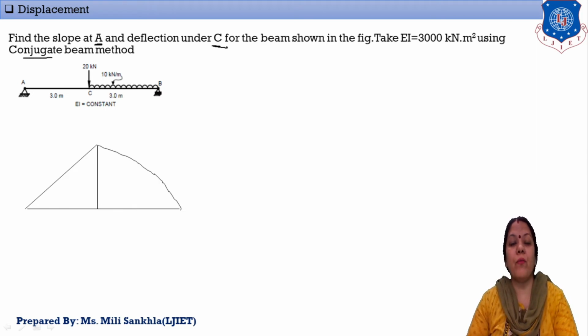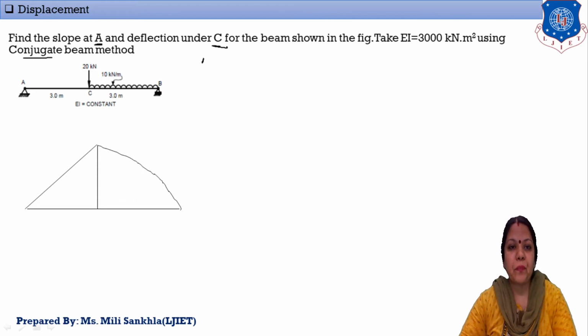Okay, the first example we solved, that was a cantilever beam. Now we solve an example of a simply supported beam, and this simply supported beam is subjected to both a point load and a UDL. If a simply supported beam is given for any type of example, the first step is to find the support reactions. So here we find the support reactions of the actual beam, because the conjugate beam is our imaginary beam.